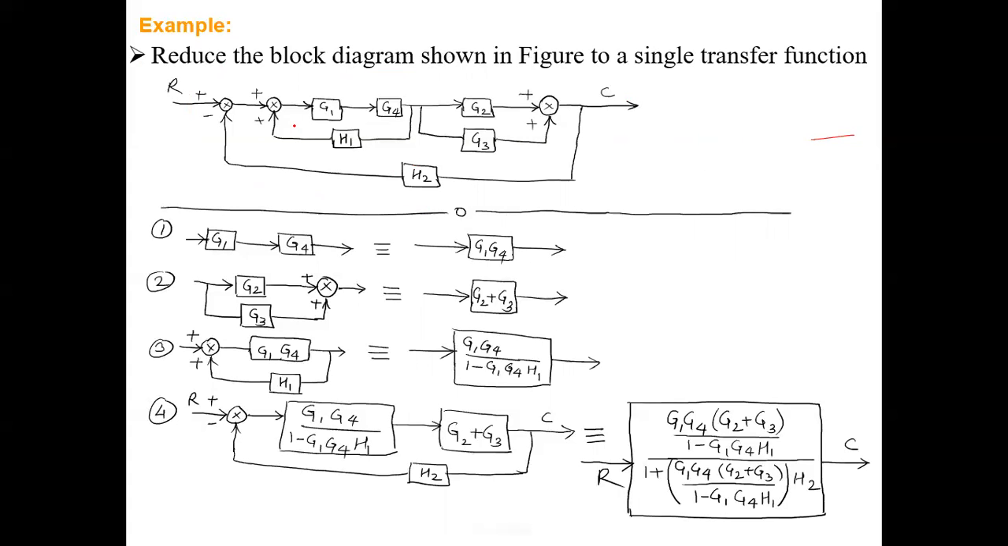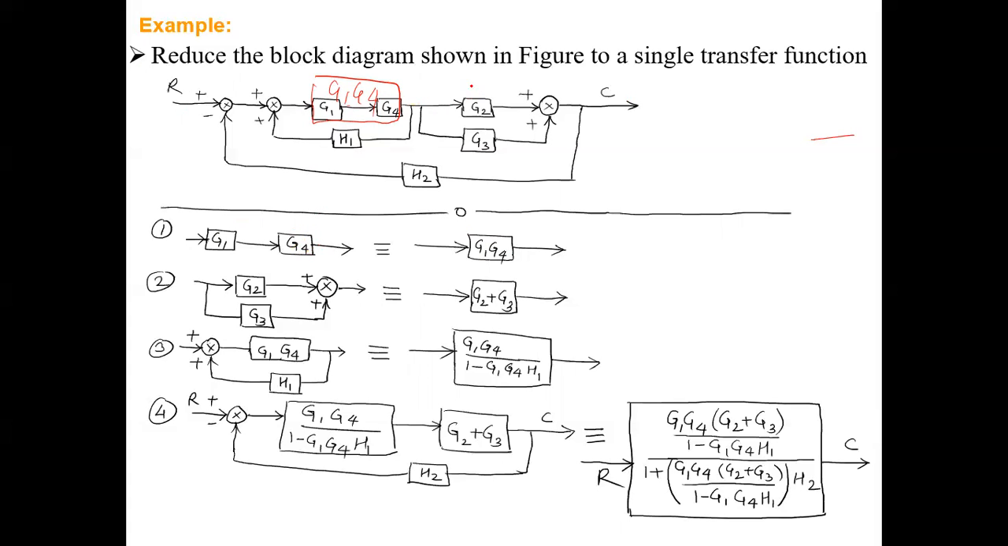So first of all, let me start here. You have R here, you have the summing junction here, you have the summing junction here, you have G1, G4. Let's use the series rule, right? How do you add these two together? Series, right? That is series. First step is I'm trying to condense these two. How do I condense them? If they are in series, you just multiply, right? See, you have G1, G4. So this is now G1, G4. This is now G1, G4. Done. This is simplified.